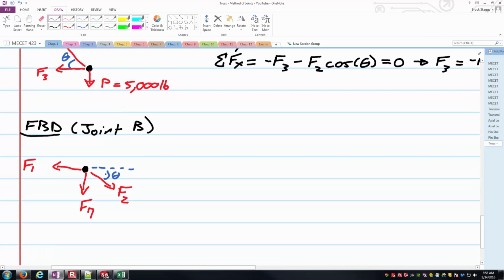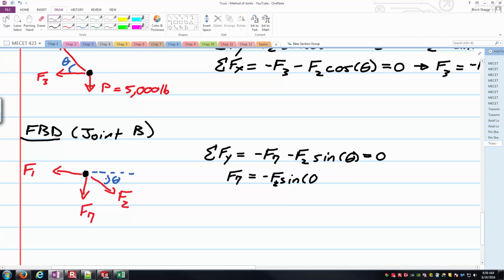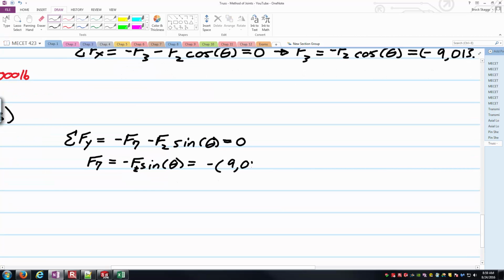And really in this free body diagram, F7 is the only thing I don't know, and so I'll just go ahead and write a vertical equilibrium equation to solve for it. And so sum of the force in the y direction here, it would have negative F7 minus F2 times the sine of theta for the vertical component. That would have to equal 0 because everything is in static equilibrium. So we have F7 is equal to negative F2 times the sine of theta. So negative F2, F2 being 9,013.9 pounds, times the sine of our angle, 33.7 degrees. And out comes negative 5,000 pounds there. I think it's exactly 5,000 pounds, yes, if you don't round off the angles or your intermediate values. So I'll just put equals negative 5,000 pounds.